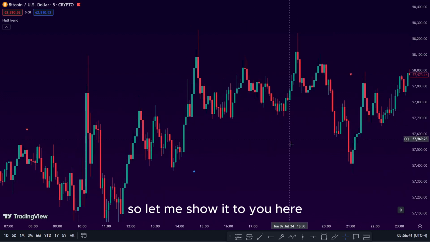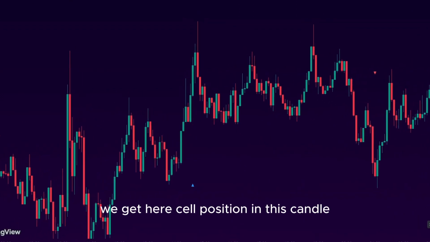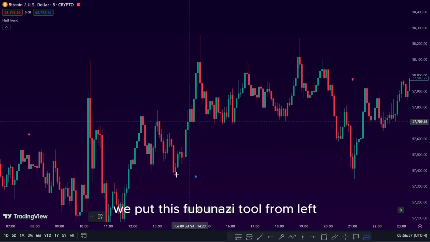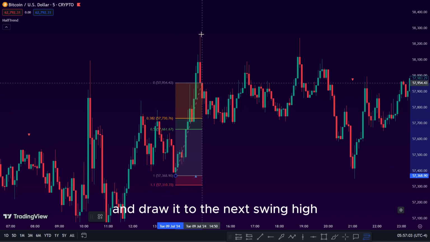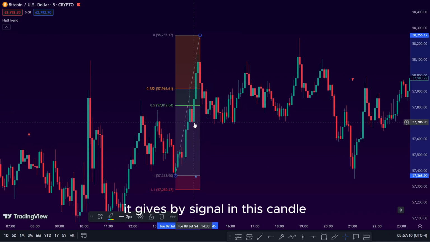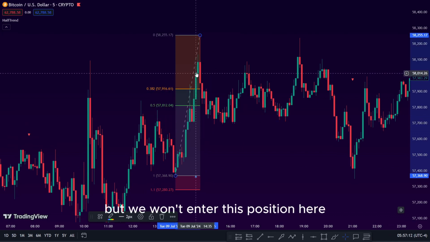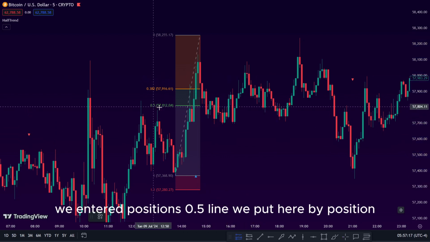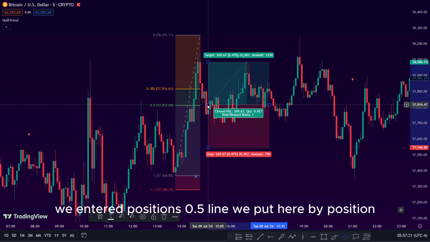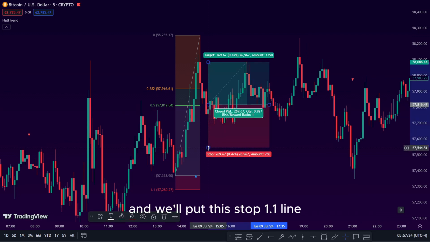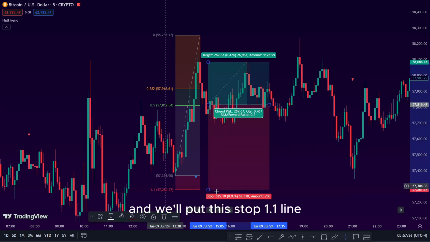So let me show it to you here. We get a sell position in this candle. We put this Fibonacci tool from the left and draw it to the next swing high. It gives a buy signal in this candle, but we won't enter this position here. We enter positions at the 0.5 line. We put a buy position here and we put the stop at the 1.1 line.